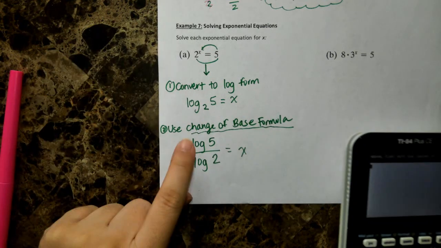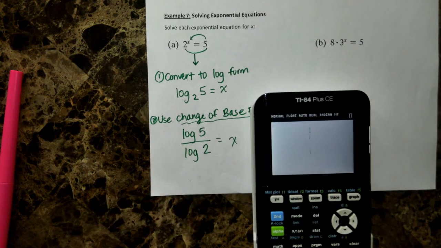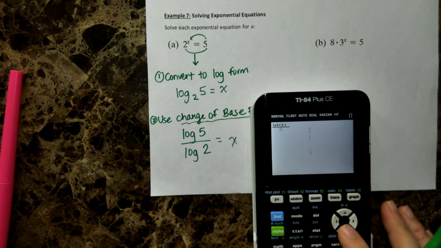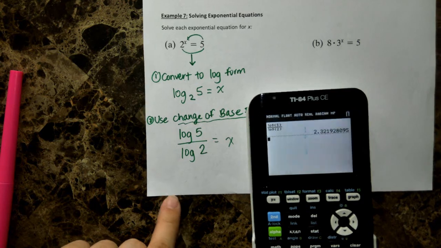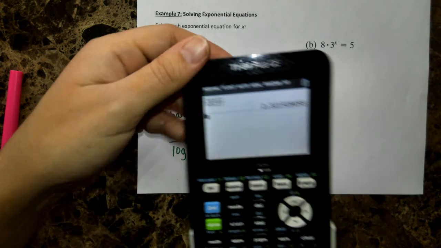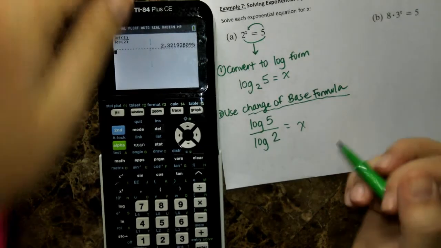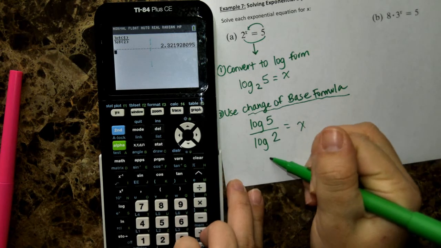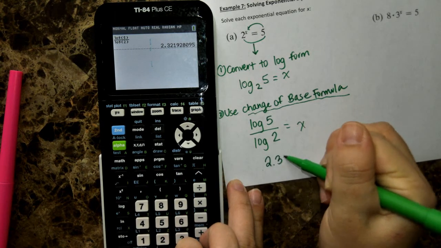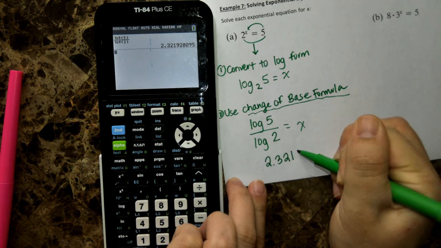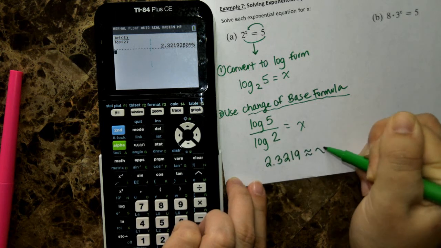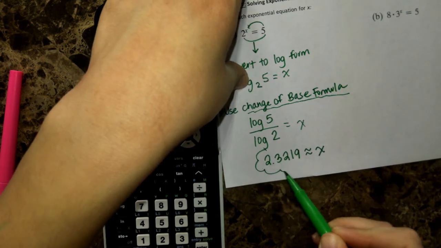Now this is something I can actually type in, so I'm going to do that. I'm going to type in log of 5, which has a base 10 that's not written, divided by log base 10 of 2, and that gives me 2.3219 approximately. So I know that x is approximately 2.3219, and I'm rounding, so I'm going to use the approximate symbol. And there's our x value.